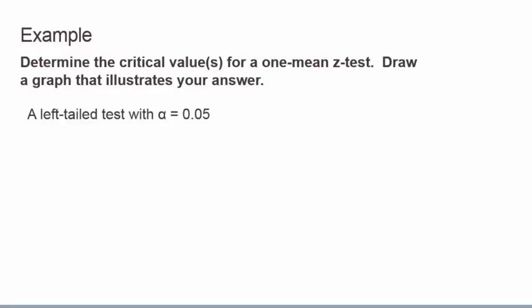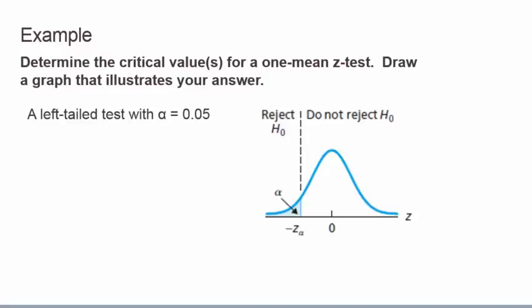Okay, just starting over. Example, determine the critical value for a one-mean z-test. Draw a graph that illustrates your answer. A left-tailed test with alpha equals 0.05. For a left-tailed test, we have negative z sub alpha to the left of 0. Alpha is the shaded area to the left of our critical value. The rejection region is to the left of negative z sub alpha, and the do not reject region is to the right of negative z sub alpha.